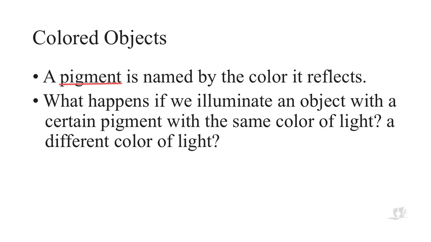So we have that formal definition of pigment, but pigment is what you're seeing reflected, the color that you're picking up on. So what happens if we illuminate an object with a certain pigment with the same color of light or a different color of light? All right, so what they're asking is, if I take one object and I light it up different ways, what happens?